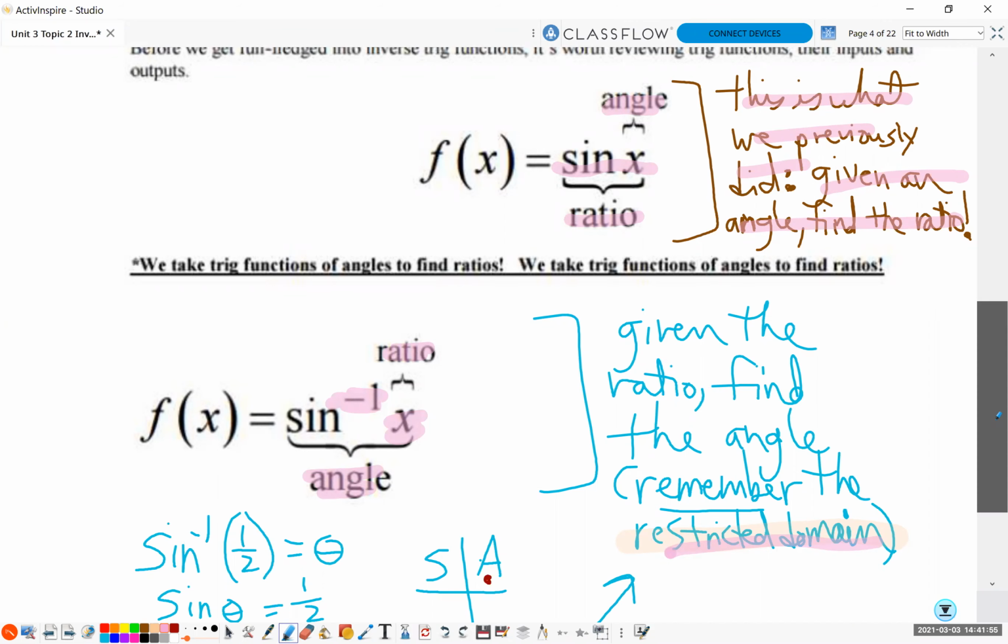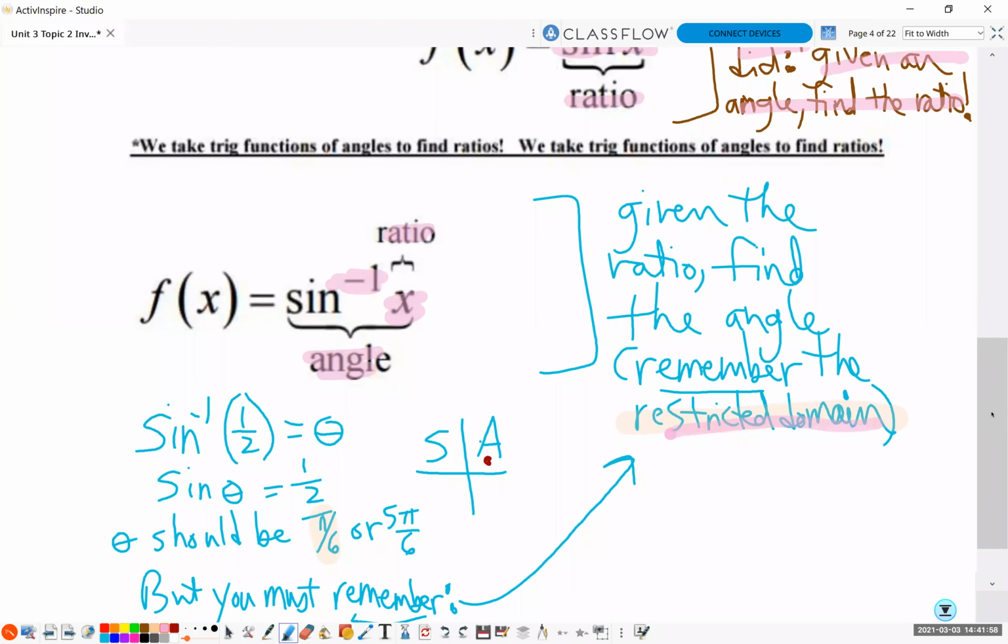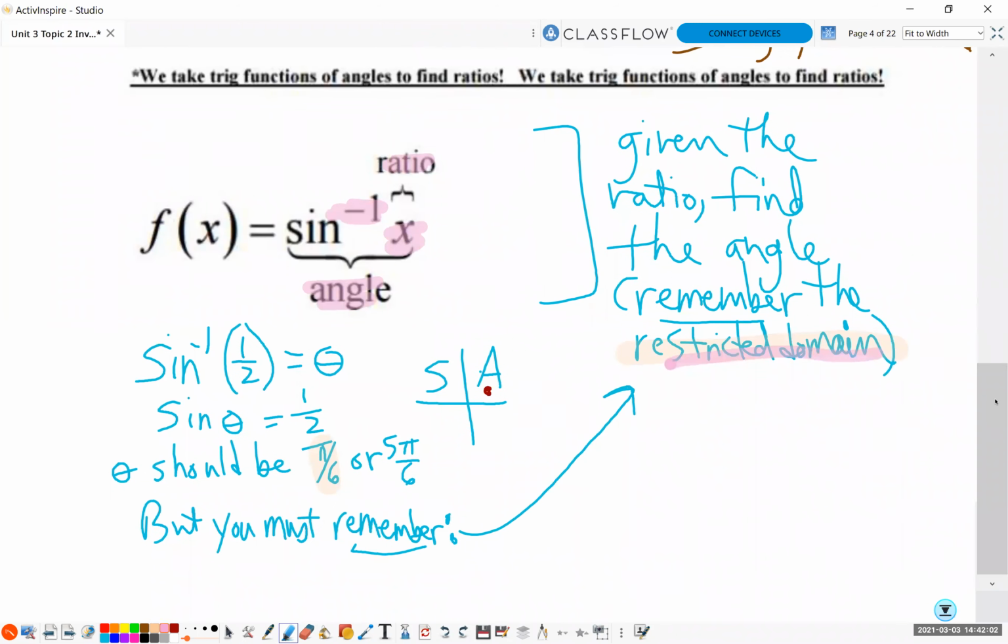So I've done one little example here. I've done inverse sine of 1/2. So I've taken the question and I've rewritten it in a format that you might better recognize. Sine of what angle equals 1/2?